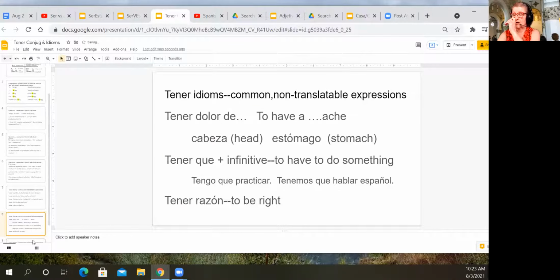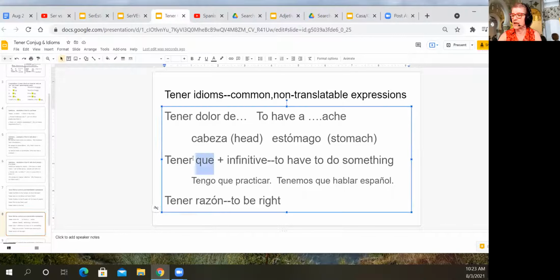Here's some other expressions that they use with tener. Tener dolor de, to have a pain in some part of your body, an ache. They use the word pain, dolor, instead of the word ache. Tengo dolor de cabeza, I have a headache. Tengo dolor de estómago, I've got a stomach ache. Okay, that's a common thing.